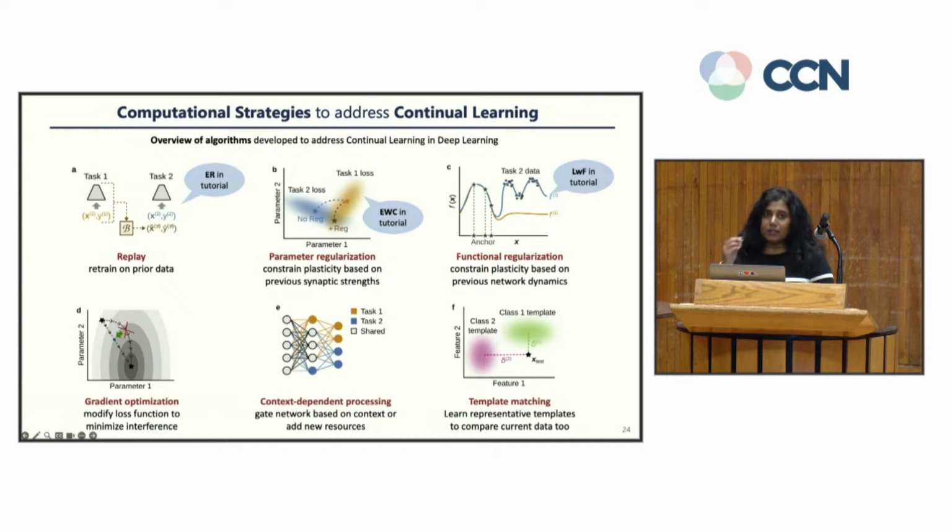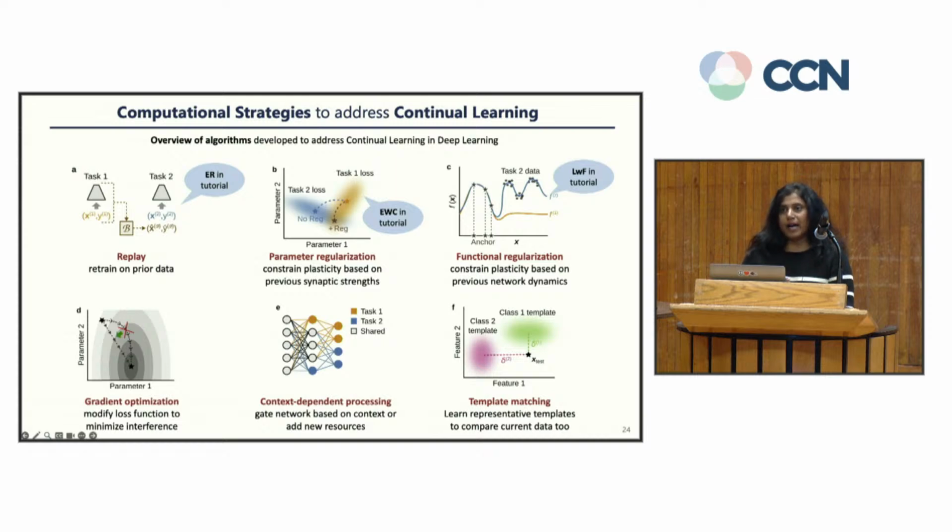The second one is called parameter regularization. Here you add a penalty term to the loss to encourage the parameters that were important in the past task to not change. Similar is functional regularization, but here you're looking at the network dynamics. And gradient optimization, here we are trying to modify the way the loss function is optimized.